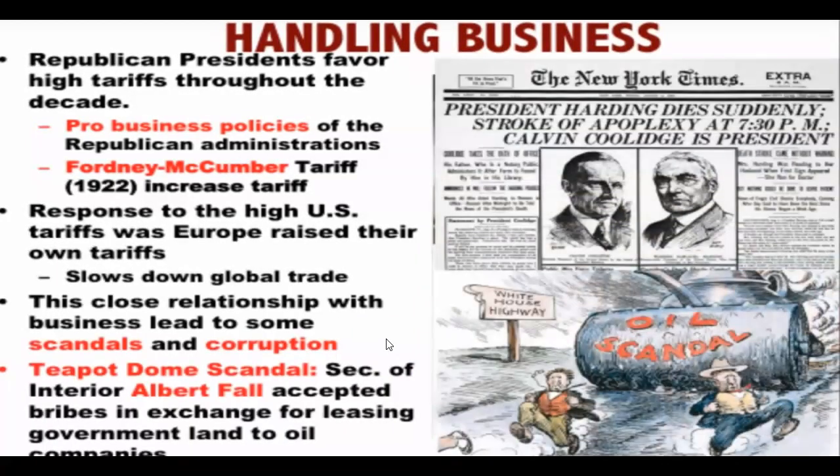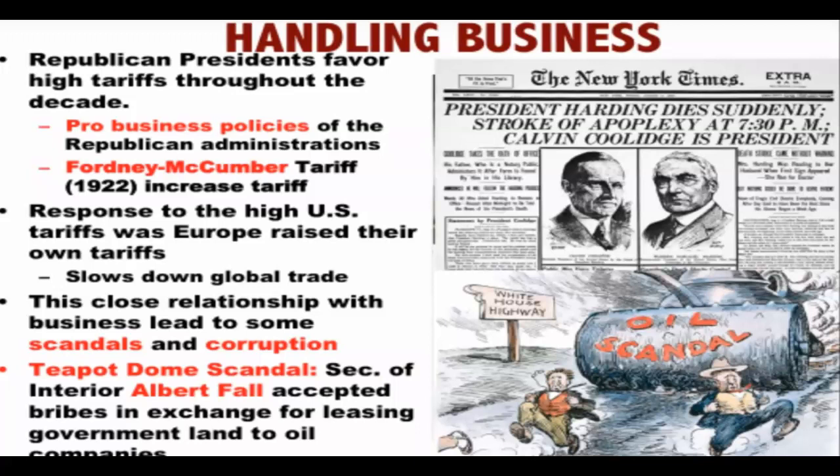All right, so we're going to see that as one of the major causes of the Great Depression by 1930. Global trade slows down, and the close relationship that exists between business and government is going to lead to some really kind of slimy scandals involving high-ranking federal government officials, officials of the Harding administration. It's going to lead to a lot of corruption. And this should sound familiar because this is exactly what happened, we know, during the Gilded Age with President Grant's administration and the relationship that government and business had then.